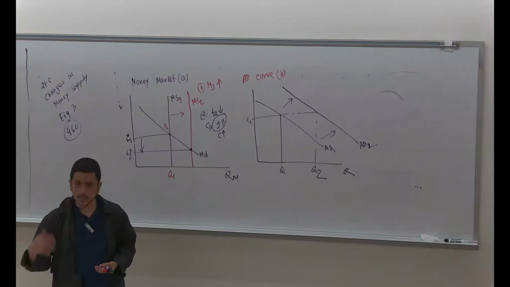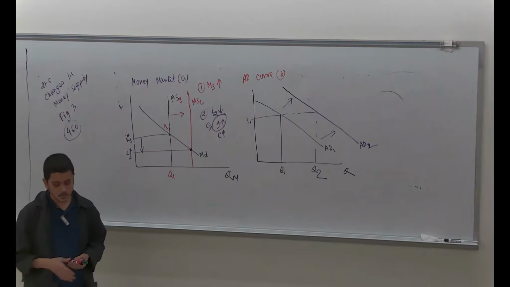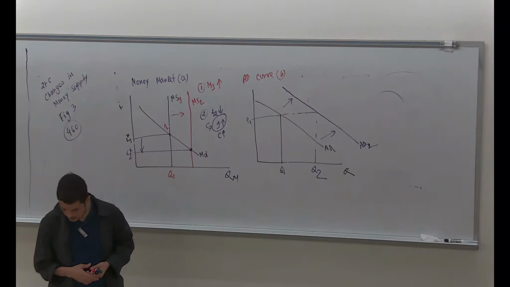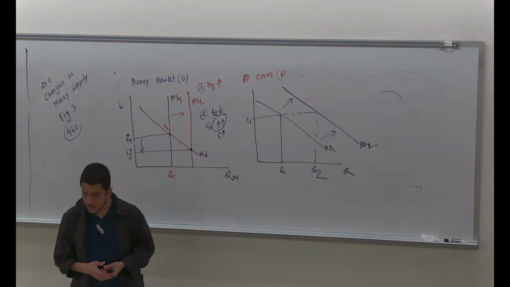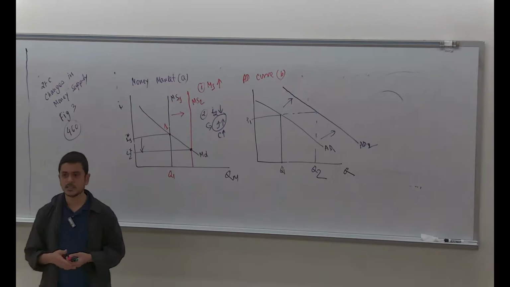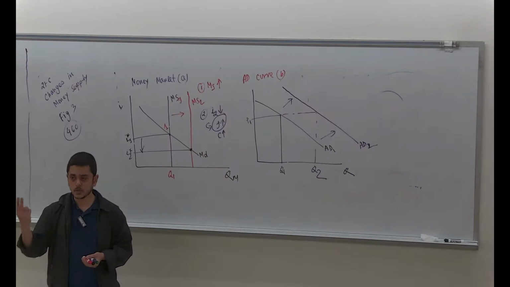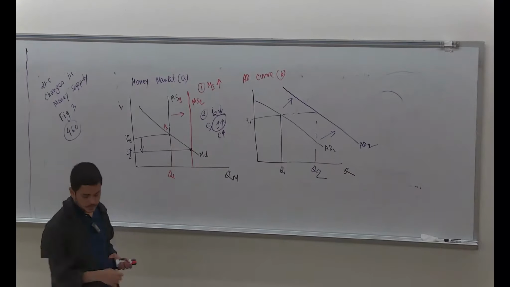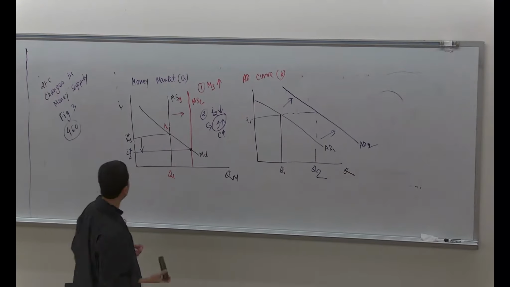Now, this is about monetary policy. The government also can use fiscal policy to influence aggregate demand. What is fiscal policy? Fiscal policy has two tools. One is government spending, another one is taxes. Let's talk about how fiscal policy influences aggregate demand.